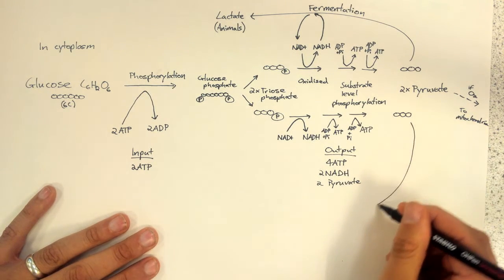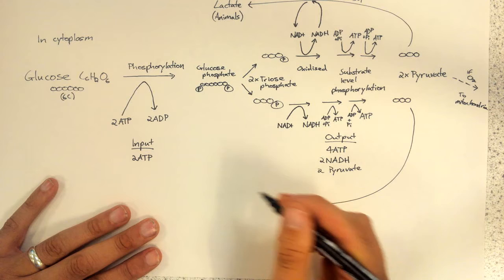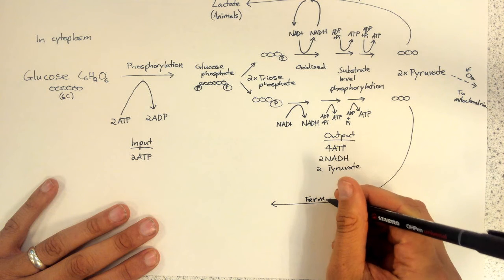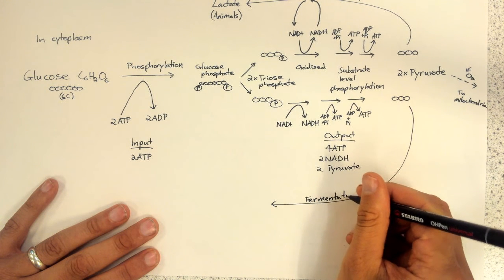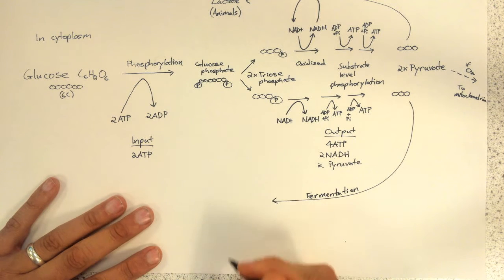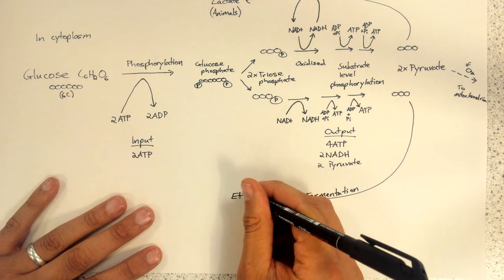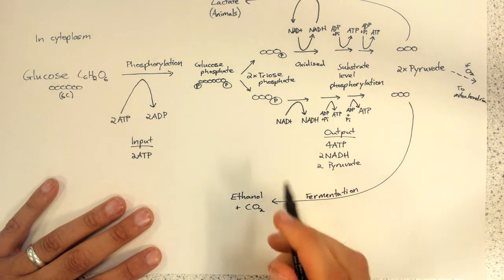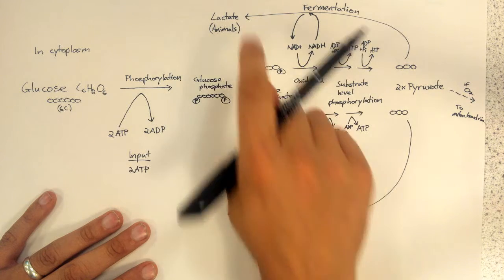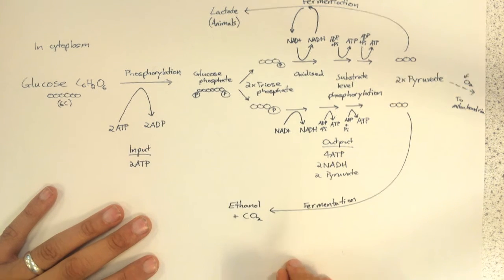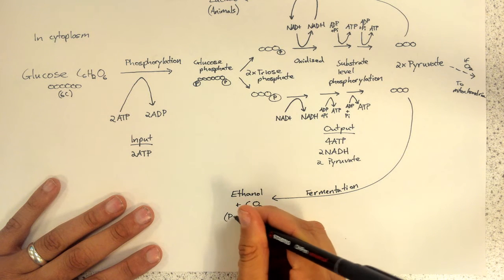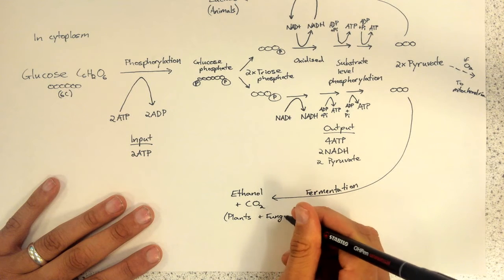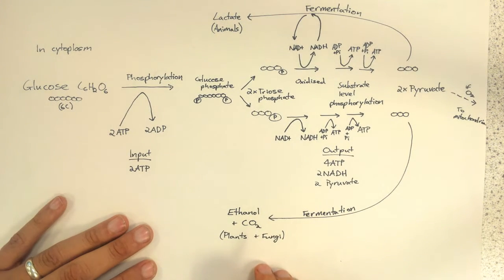In plants and fungi and some bacteria, the products are different. Their fermentation results in the production of ethanol and carbon dioxide. Notice carbon dioxide is not produced when lactate is made in animals. So this happens in plants and fungi such as yeast. It also happens in a few bacteria.